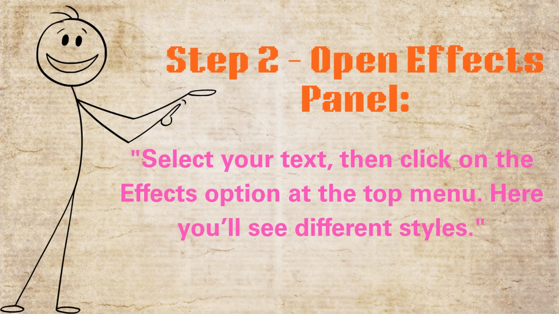Step 2. Open Effects panel. Select your text, then click on the Effects option at the top menu. Here you'll see different styles.